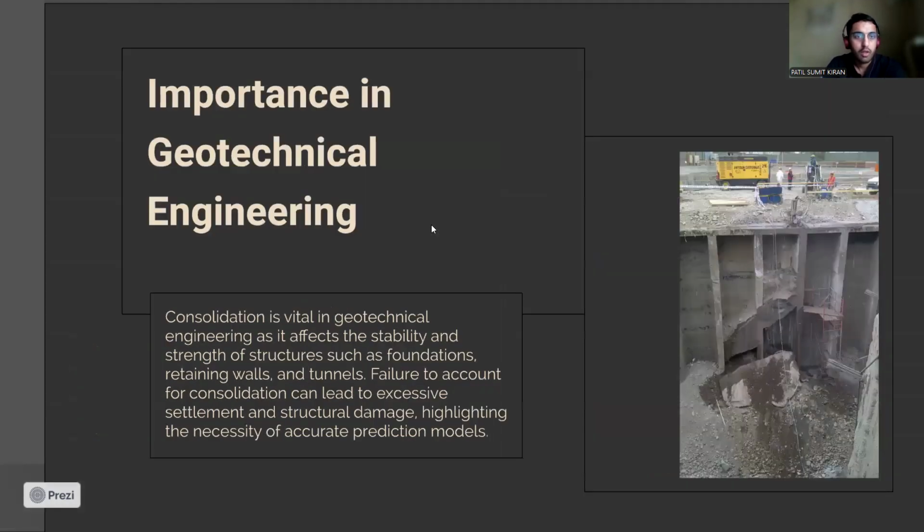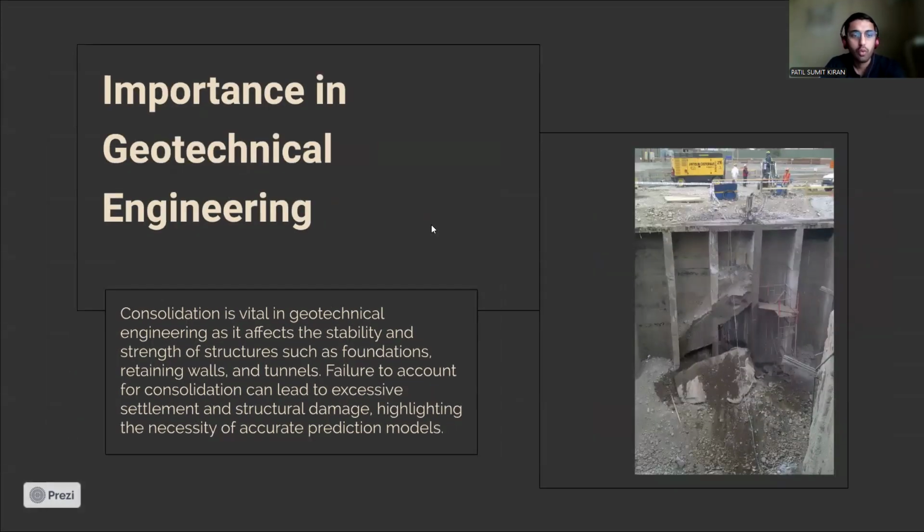So this is the importance in geotechnical engineering. Consolidation is vital in geotechnical engineering as it affects the stability and strength of structures, such as foundations, retaining walls, and tunnels. Failure to account for consolidation can lead to excessive settlements and structural damage. This highlights the necessity of an accurate prediction model before any building starts to be constructed.